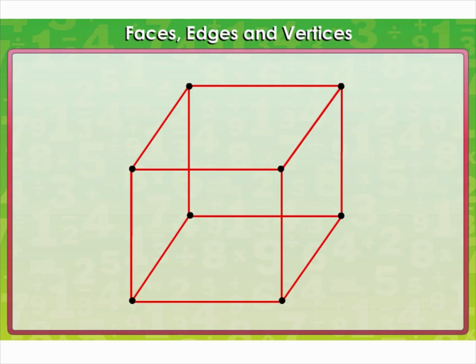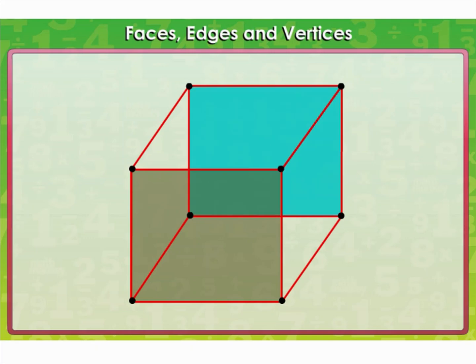What is a face? A face is a surface. One at the front face, the second one at the back face, the third at the left, the fourth at the right, fifth one at the top, and the sixth one at the base.